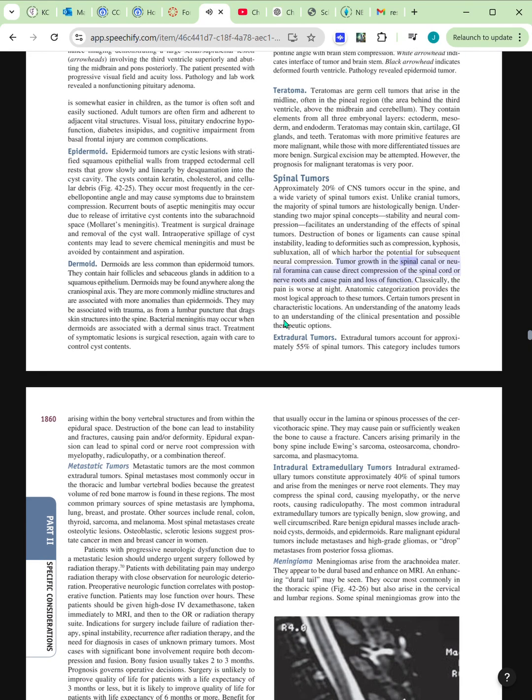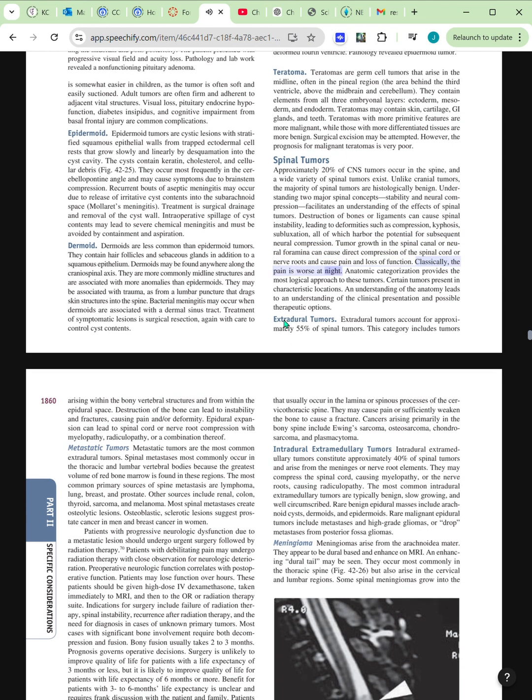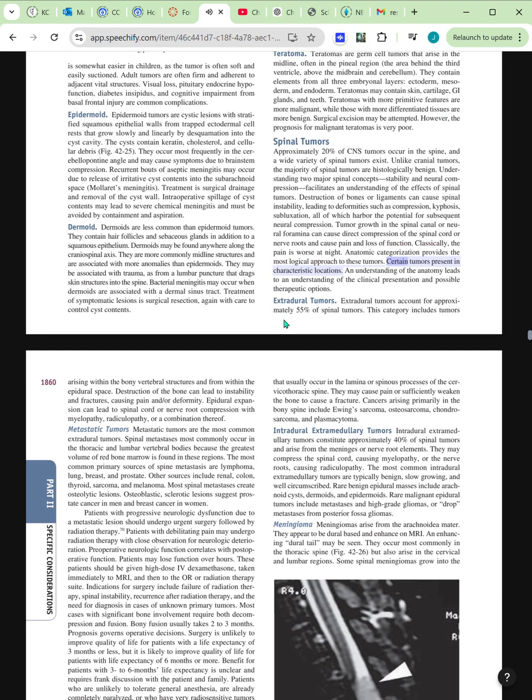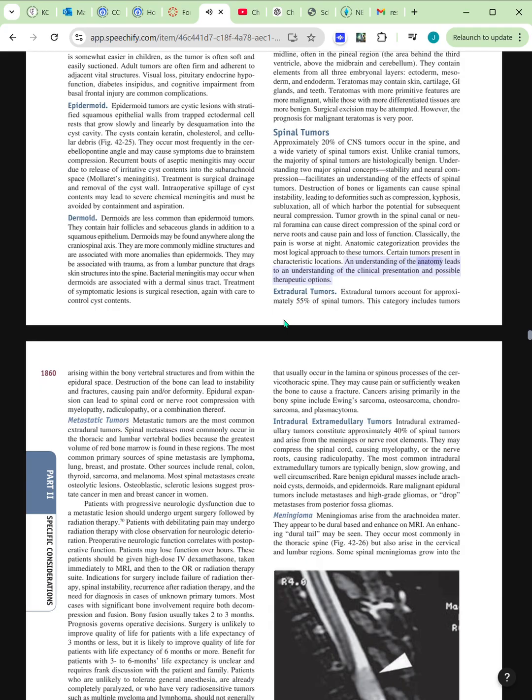Tumor growth in the spinal canal or neural foramina can cause direct compression of the spinal cord or nerve roots and cause pain and loss of function. Classically, the pain is worse at night. Anatomic categorization provides the most logical approach to these tumors. Certain tumors present in characteristic locations. An understanding of the anatomy leads to an understanding of the clinical presentation and possible therapeutic options.